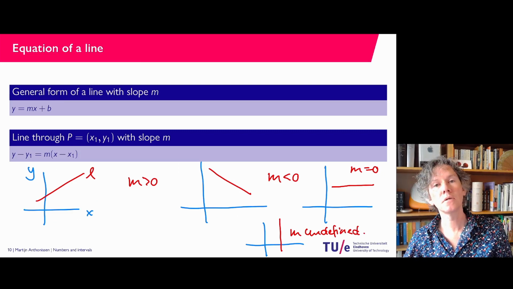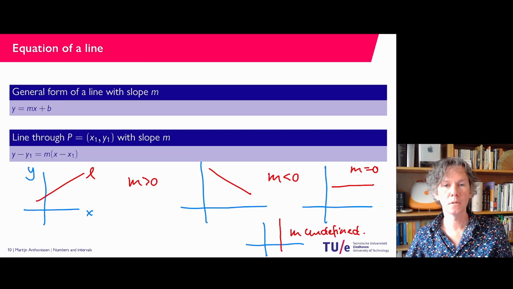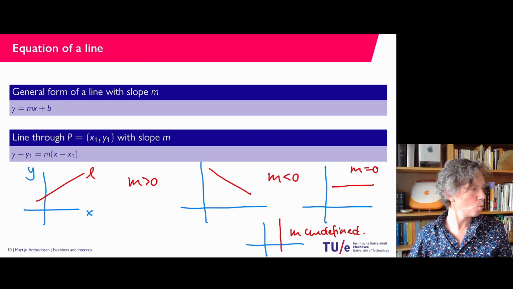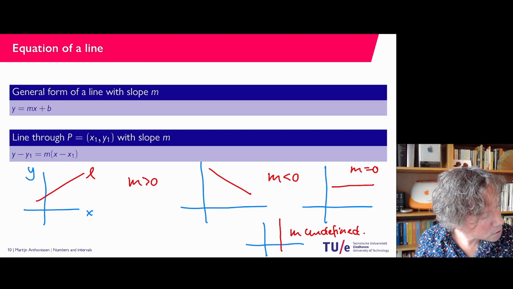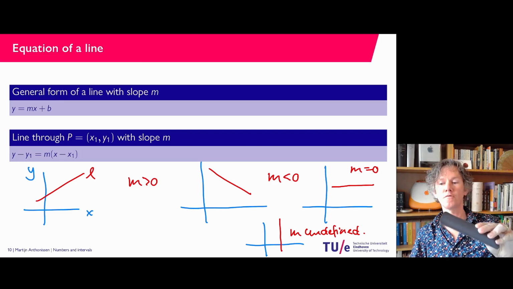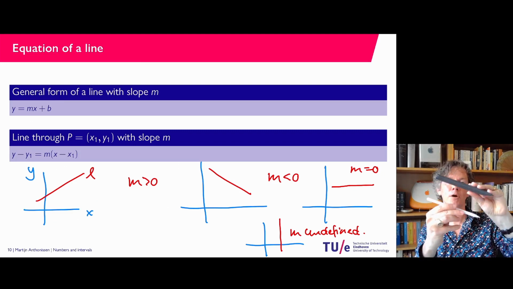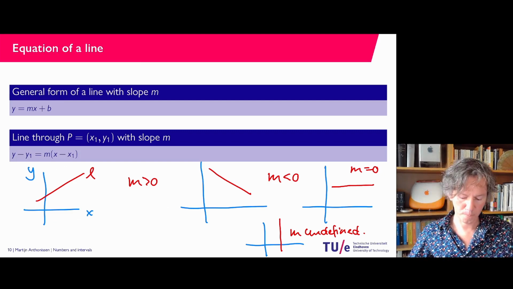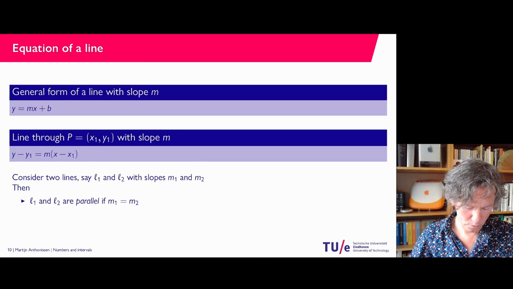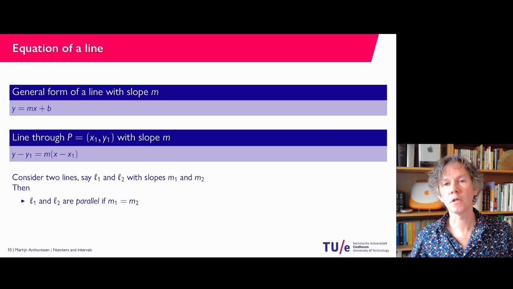Now finally, two lines are parallel. So if you have one line, and let this be my second line for a sec, so I have two lines. If they are parallel, it means that they have the same slope. So that is still on this slide. So two lines are parallel if they have the same slope.